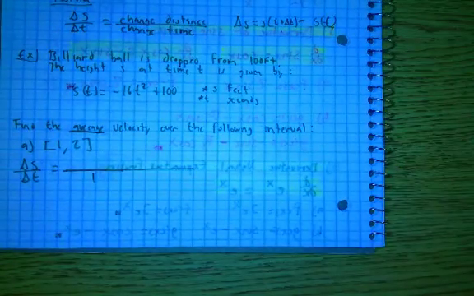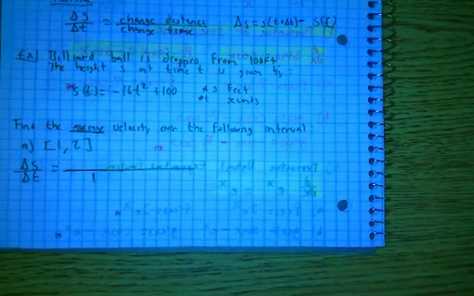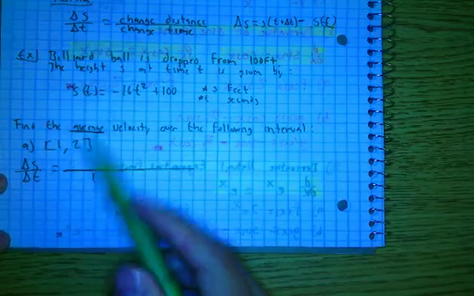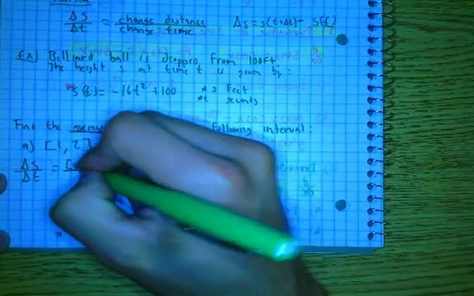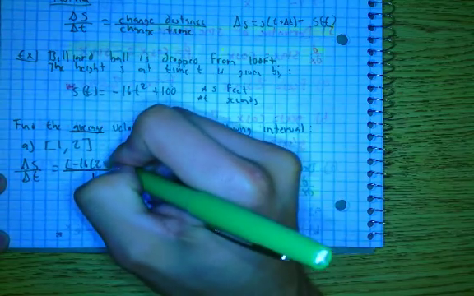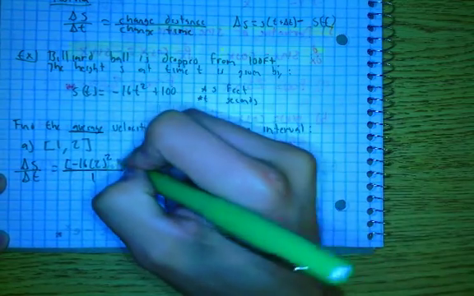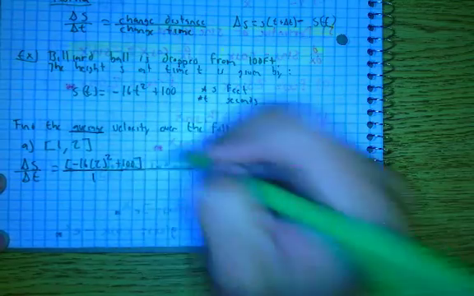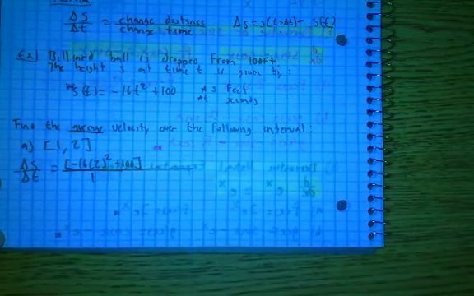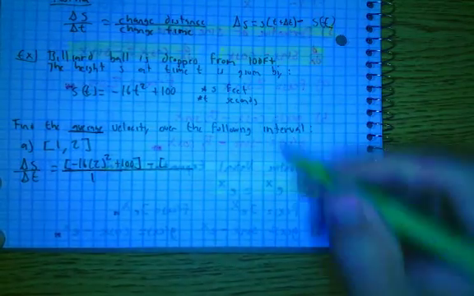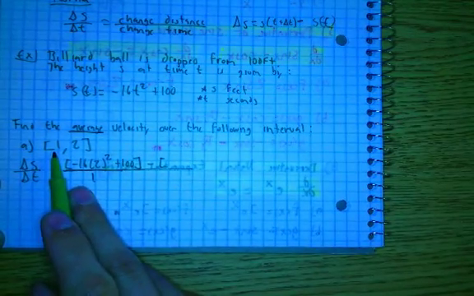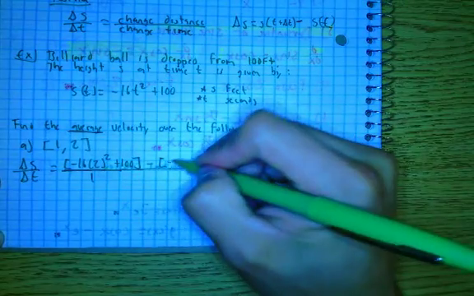You have to plug in 2. Thankfully, you have this equation, right? So it's going to become negative 16 times 2 to the second power plus 100, right? That's your final position. And then you're going to subtract your starting position, which in this case would be when t equals 1, right? So then that would be negative 16 times 1 squared plus 100.